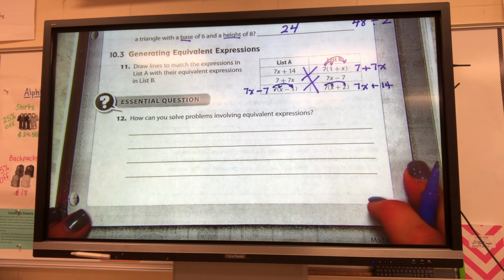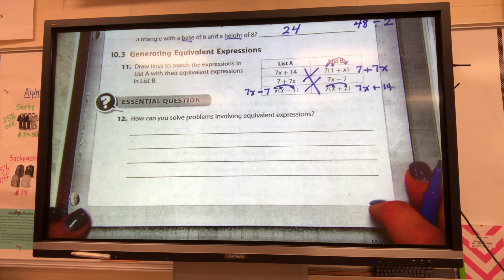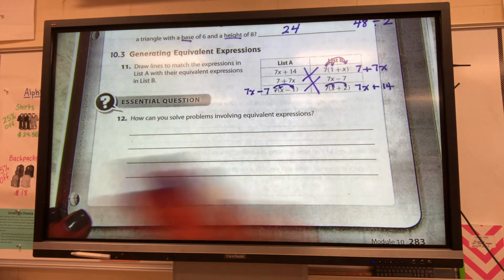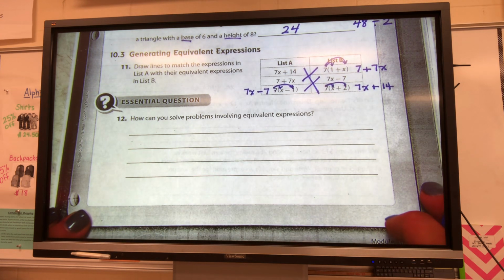Now let's look at the last part. How can you solve problems involving equivalent expressions? Well, you can have anything along the lines of use the distributive property. You could say that you have to take the value of the variable and replace it in the problem to find its value. Anything like that here would be acceptable.